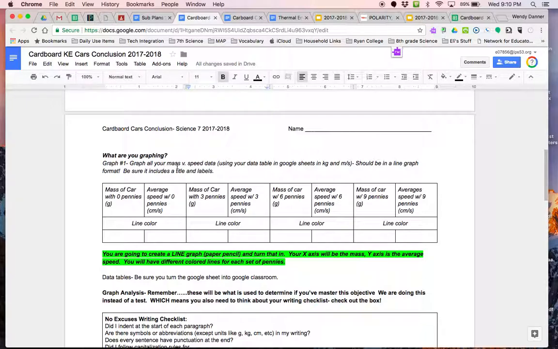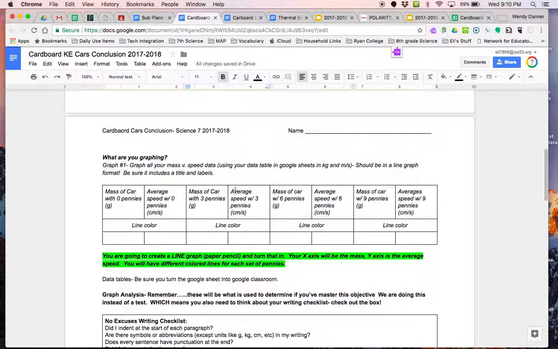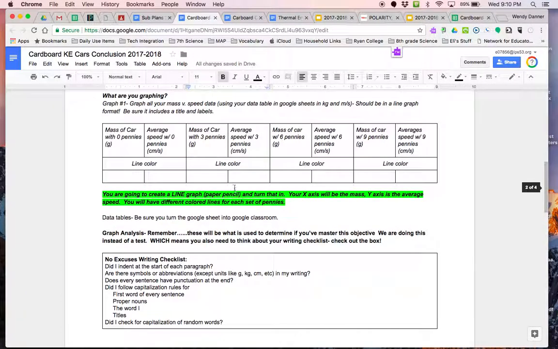All right, so our objective is to construct and interpret a graph that, I forgot the rest of it, and I'm at home, so I can't look at the board. So all of this information up here is on the first page. What you're going to do is use the sheet of paper that I have for you. You're going to be making line graphs. You're going to have 4 different colored lines because we have 4 different test groups.